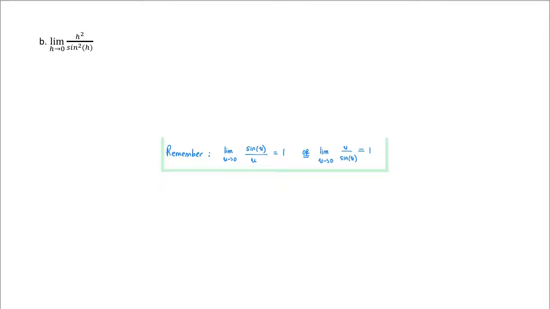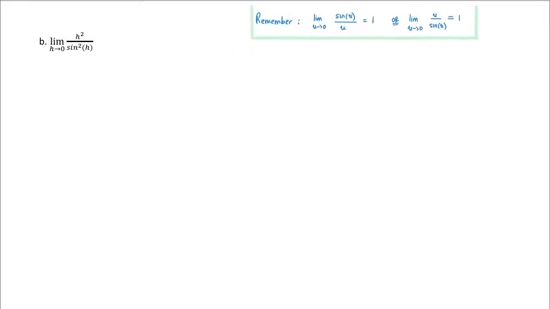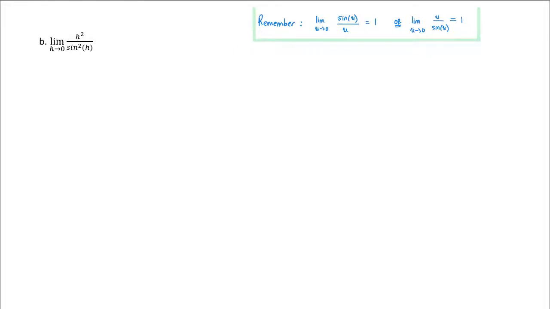Here we have another limit, the limit as h goes to 0 of h squared over sine squared h. And again, I'm going to put my reminder here of what we need to always keep in mind. We want to keep in mind that the limit as u goes to 0 of sine u over u is equal to 1, and the limit of the reciprocal is also equal to 1. We have to keep that in mind. These are our tools, and we want to be able to utilize the tools whenever possible.